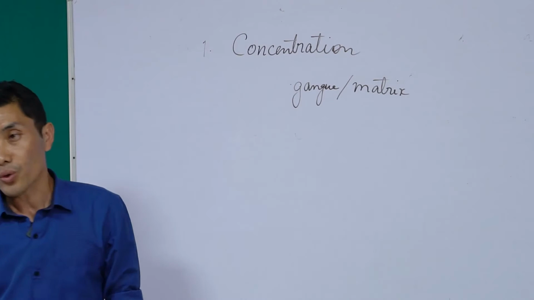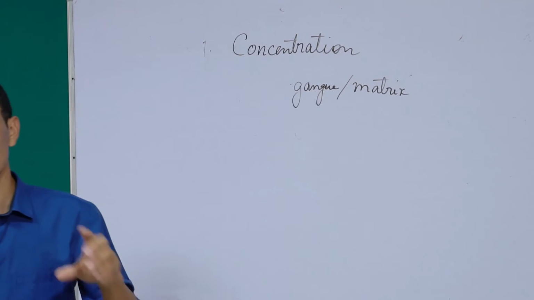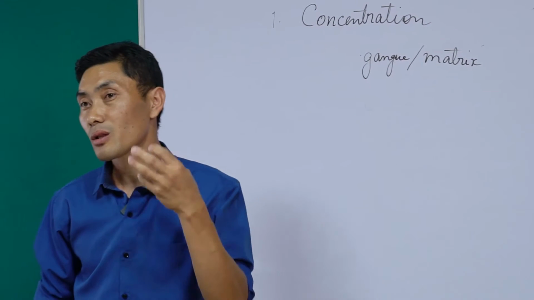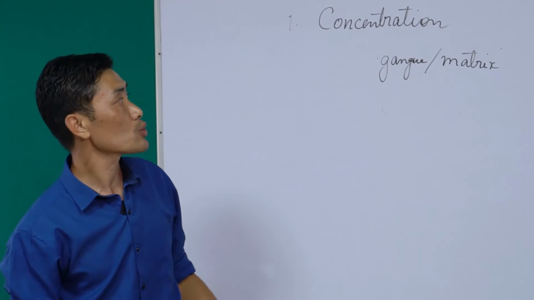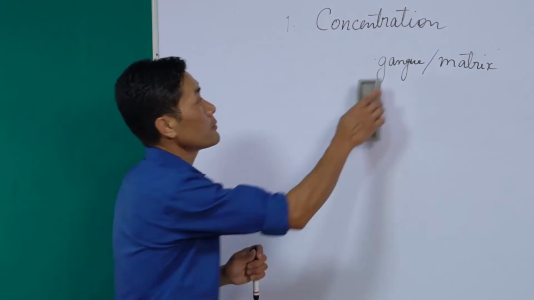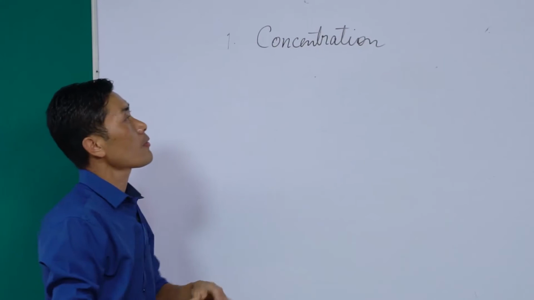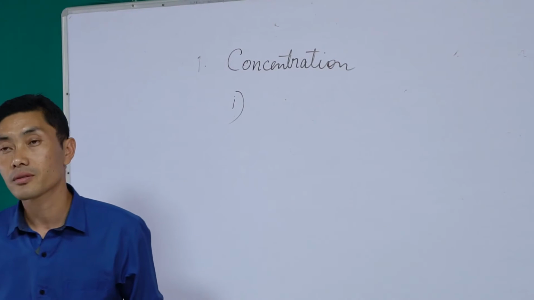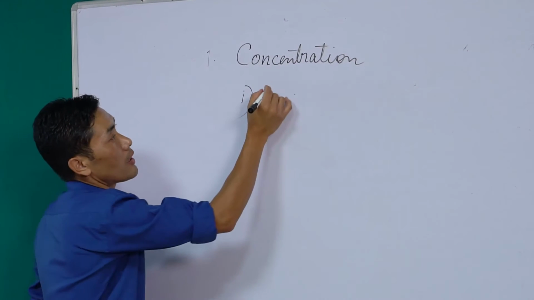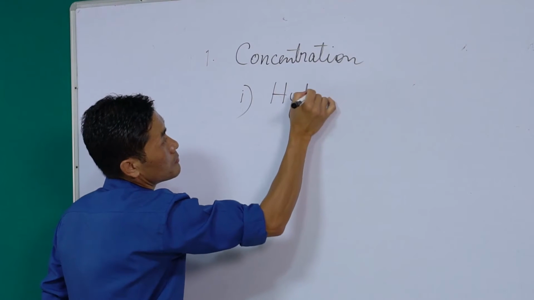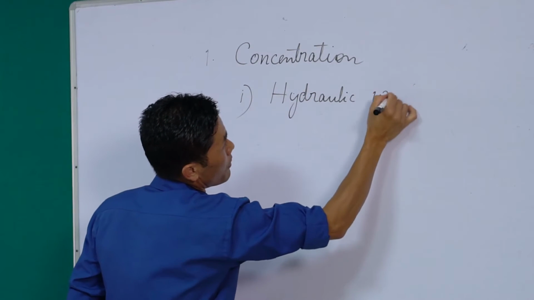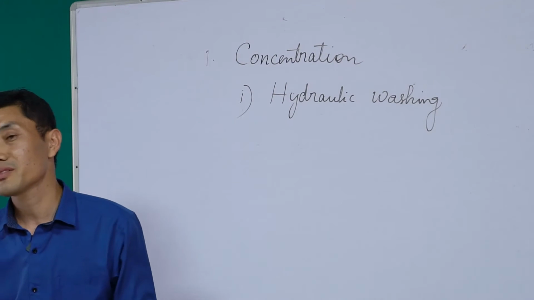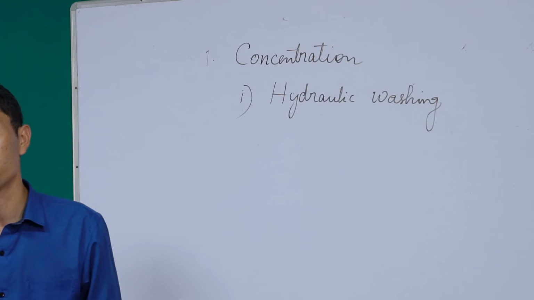Concentration of an ore can be done by different methods. Depending on the nature of the ore, concentration can be done by different methods. So let us look at some of the important methods that are used for concentration of ores. The first method that we have for concentration of the ore is hydraulic washing. Hydraulic washing simply refers to washing by water.